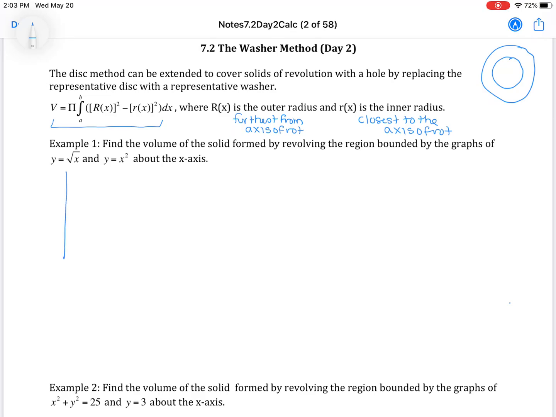Okay, so let's see. It says find the volume of the solid formed by revolving the region bounded by these graphs. So we have square root of x, which is sort of like that, and x squared, which is a parabola centered at 0, 0, opening up. So you get this little flower petal type of thing. And we are rotating it around the x-axis.